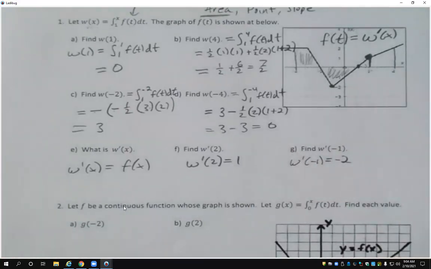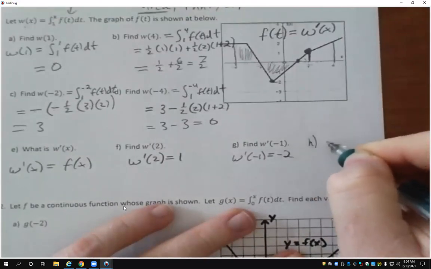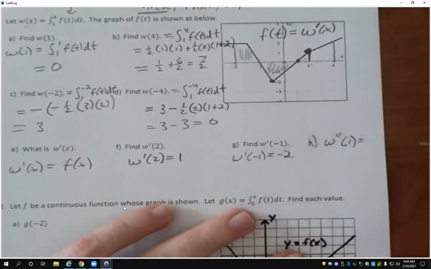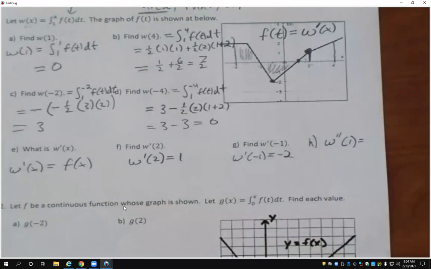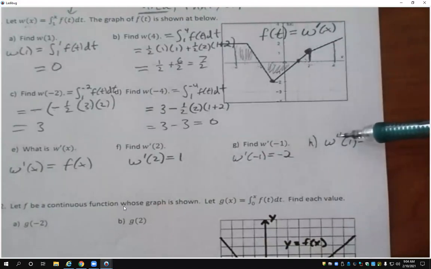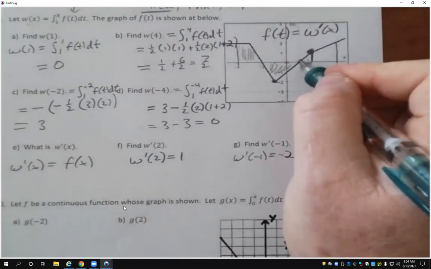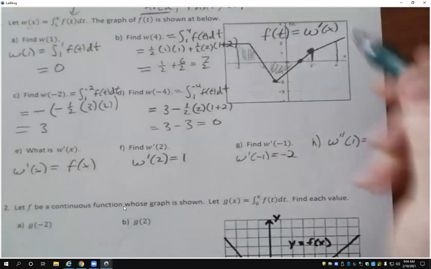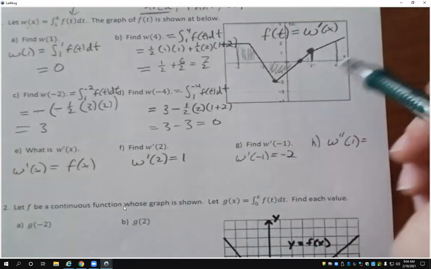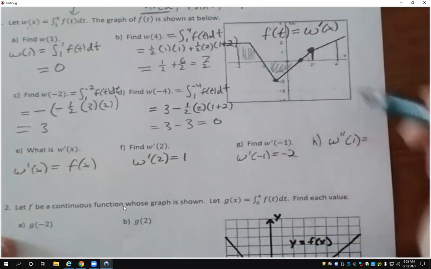And I'm going to throw in one more question here on you. That question is W double prime of 1. If this is the graph of W prime and I'm asked to find W double prime, I'm looking for the slope at that point. My point right here is 1. Obviously, we can't do this problem if this graph curves. That's why we typically get these graphs that are piecewise lines. And the slope of this line is 1.